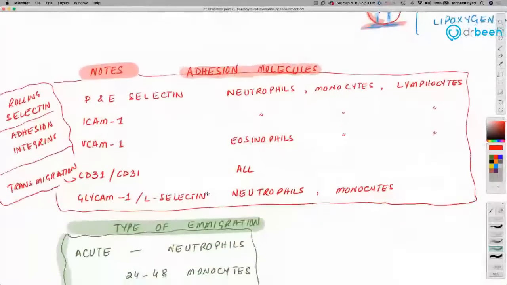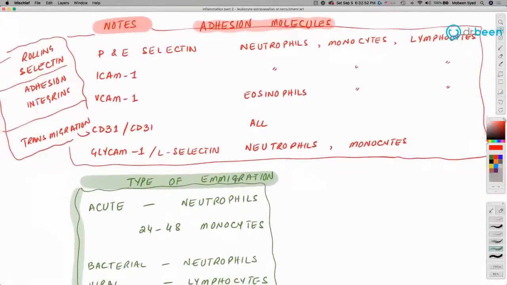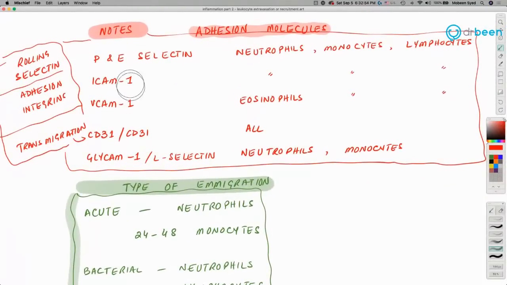Some notes for today, and this is especially for medical students, nursing students, and others. Look, P and E selectin that are shown on the endothelial cells, they connect with neutrophils, monocytes, and lymphocytes. Selectins have the word lectin in them. They are for rolling. Similarly, GlyCAM-1 are also on the endothelial cells. They connect with L-selectin on the white blood cells, and they are on neutrophils and monocytes. They are also for rolling of the cell.